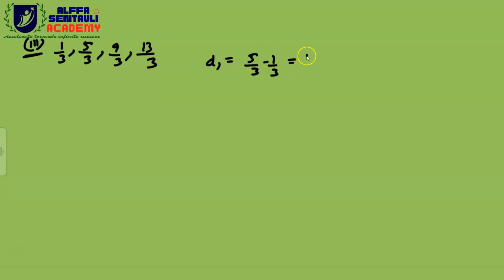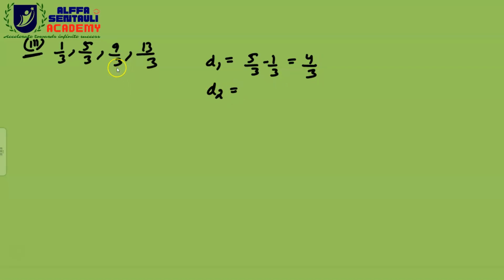Third part: 1/3, 5/3, 9/3, 13/3. So let's see, beta. Let's check. D1 is what, beta? 5/3 minus 1/3. How much, beta? 4/3.